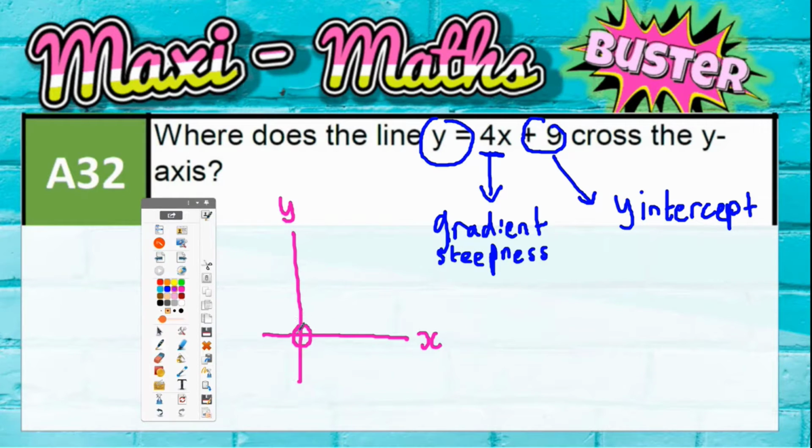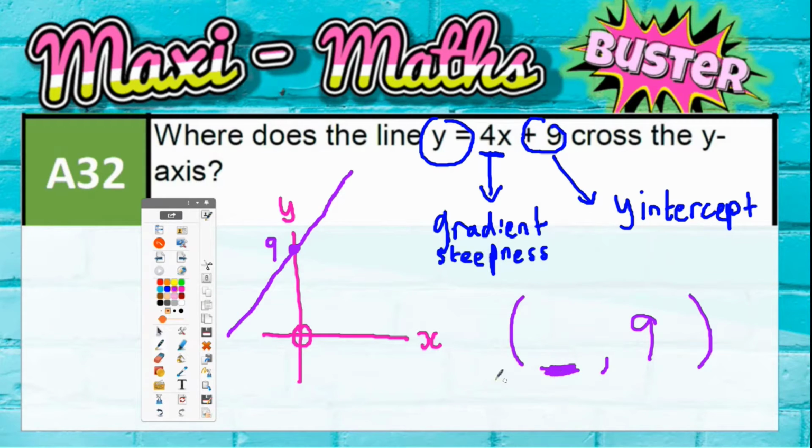So if you imagine some numbers up the y-axis and imagine 9 up here, then y equals 4x plus 9 would pass through the y-axis at positive 9. So what this question is really asking is what the coordinates of that point would be. Well, it would definitely be 9 up the side, but remember, your first number in any coordinates is how far along the x-axis it is. So to get to that 9, it would be 0, 9, nothing along, 9 up, so it's going to be 0, 9.